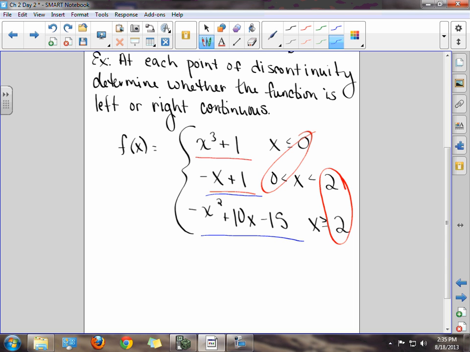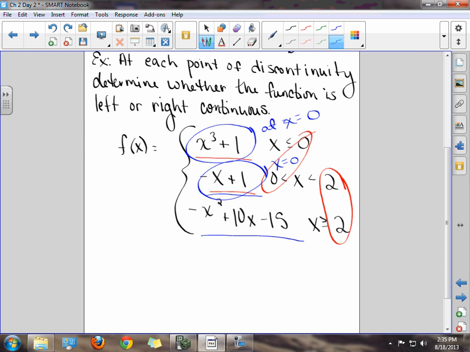And then what I can do is evaluate each function at these points. I want to evaluate these two at 0 and first see if it's discontinuous. It could be, and it happens sometimes, that these two functions are equal at 0, x cubed plus 1 and negative x plus 1. And if those two functions are equal at 0, then you don't have a discontinuity there. They're going to run right into each other.